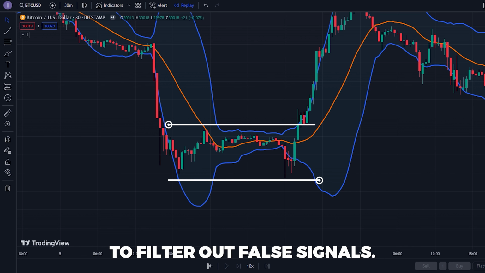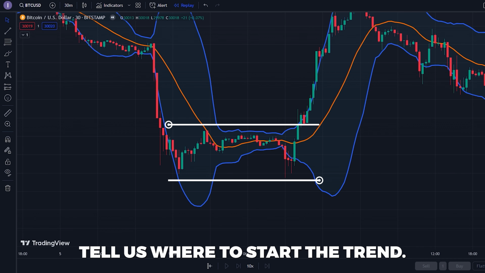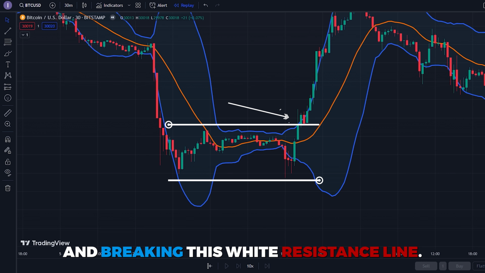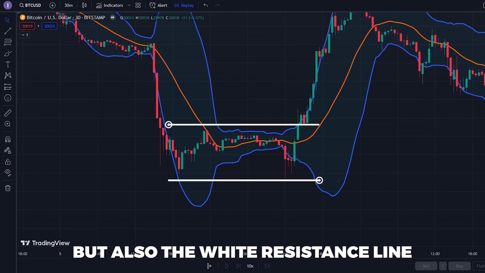To filter out false signals, we draw parallel lines that act as resistance and support. The 2 lines tell us where to start the trend. So we'll enter a buy at the point of crossing the upper band and breaking this white resistance line. This is our buy entry point. Not only the top of the band, but also the white resistance line broke through.